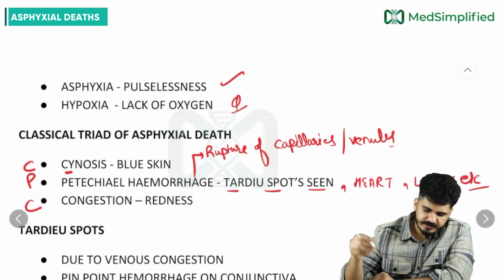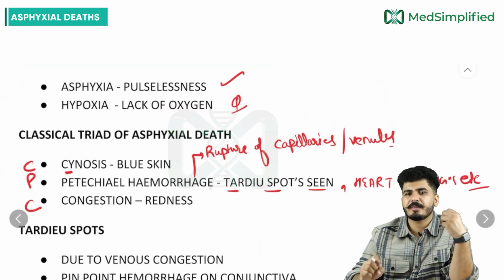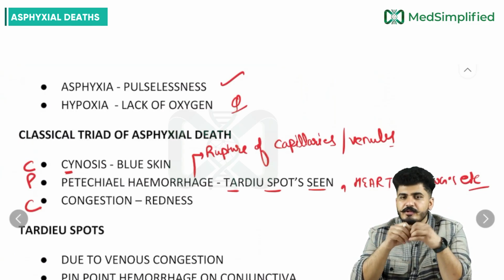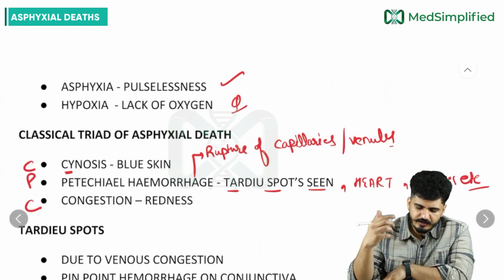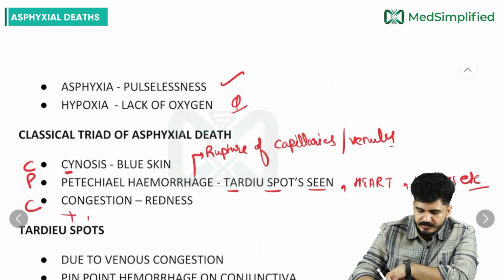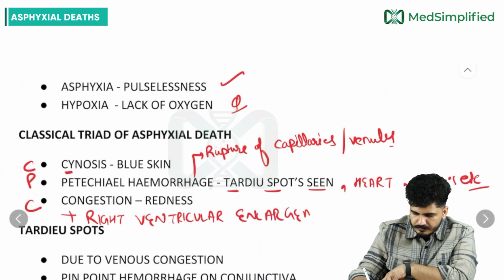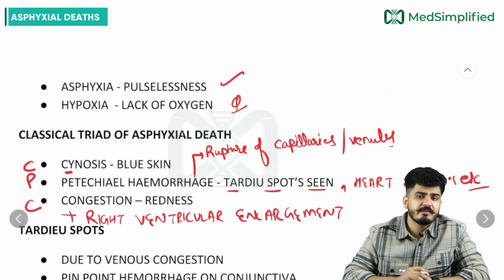Plus one more feature you can see right here, because in asphyxial death there is a lot of suffocation. The body tries a lot to survive actually. There is a lot of struggle. The internal organs are also suffering a lot. Because of that, you will see one more feature, sir: right ventricular enlargement. Right ventricular enlargement will be there.